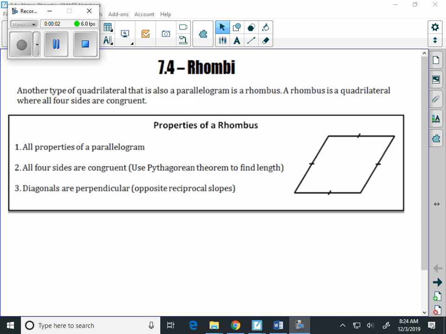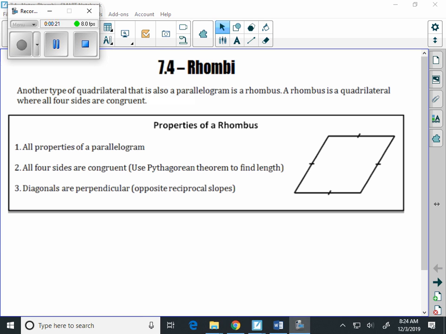So another type of quadrilateral. We talked about trapezoids. We've talked about parallelograms. We've talked about kites. We've talked about rectangles. Here comes the next one, which is rhombi. Rhombus. Plural of rhombus is rhombi or rhombuses.